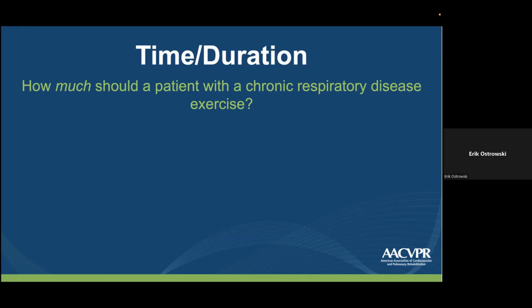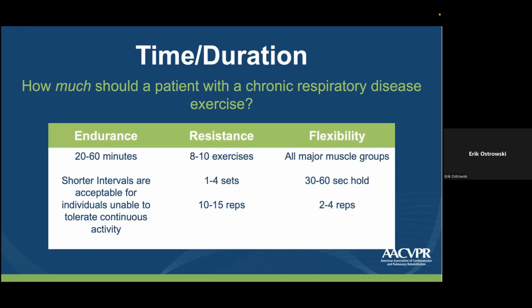How much or how long should a patient with chronic respiratory disease exercise per session? Well, for endurance exercise, the recommendation is anywhere between 20 to 60 minutes of exercise per session. It is acceptable. I know a lot of our patients, especially when they first come into the program, aren't able to perform 20 consecutive minutes of exercise, and that's perfectly fine. Shorter intervals are okay, and interspersed with rest, and gradually building the patient up to where they can accomplish 20, 30, 60 minutes of continuous exercise is the ultimate goal.